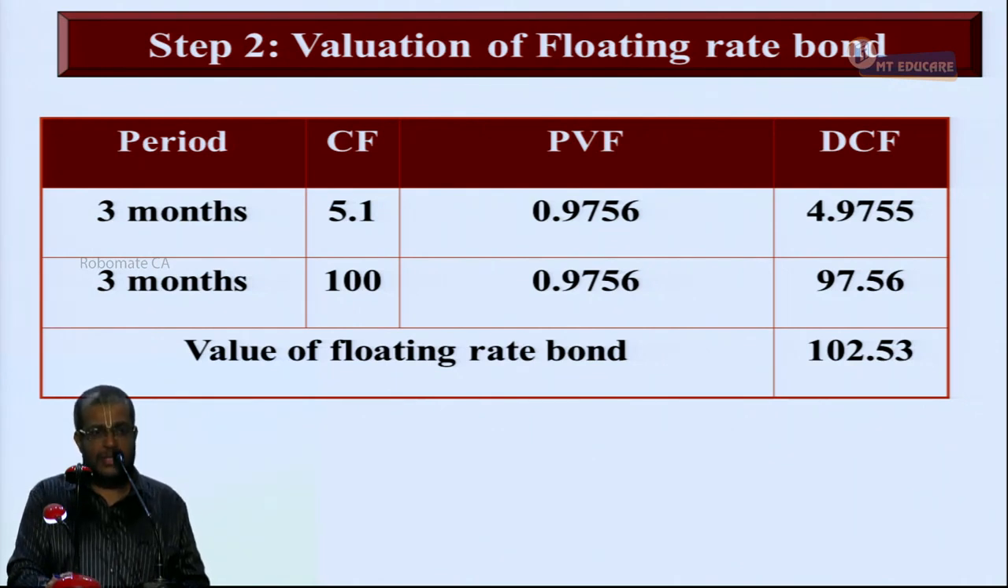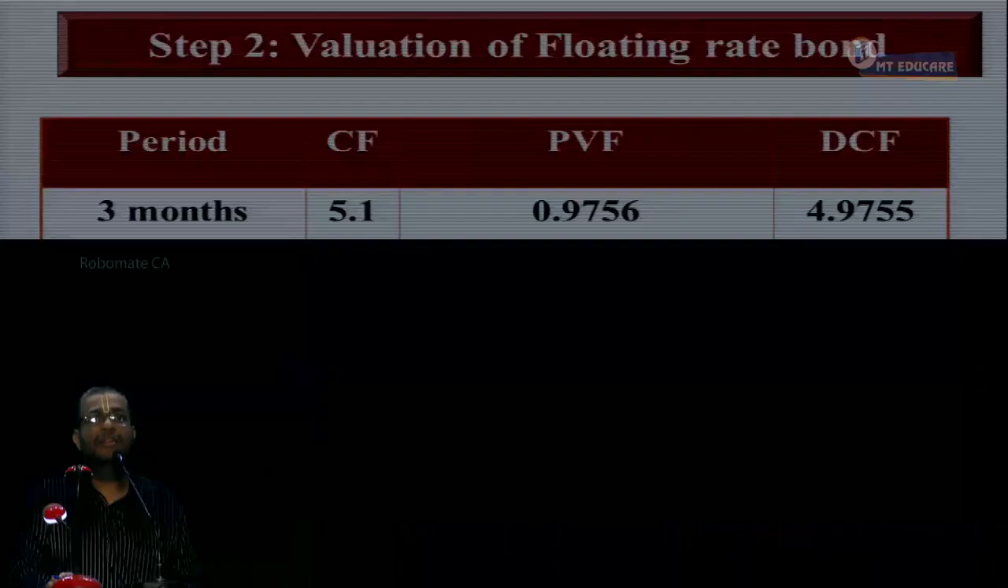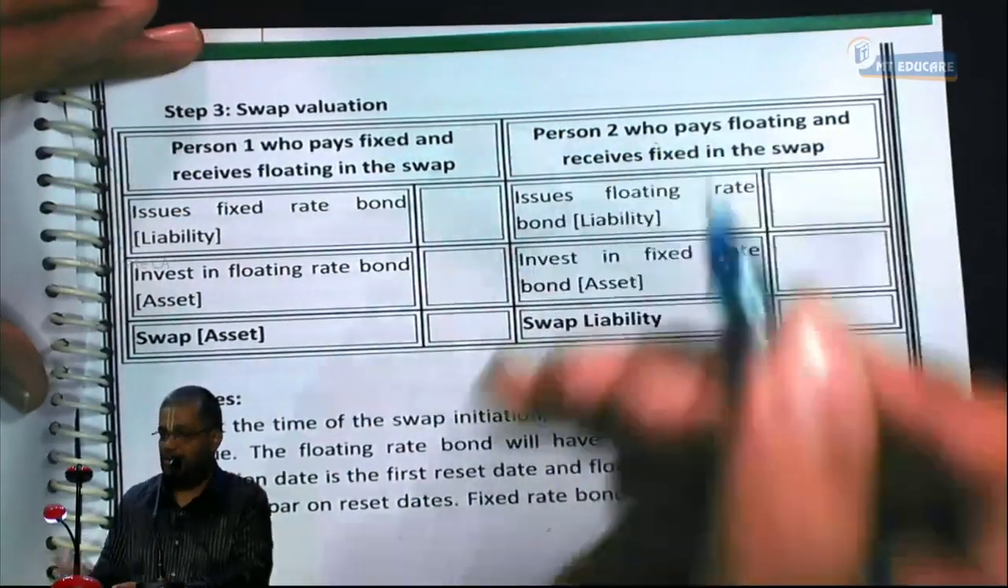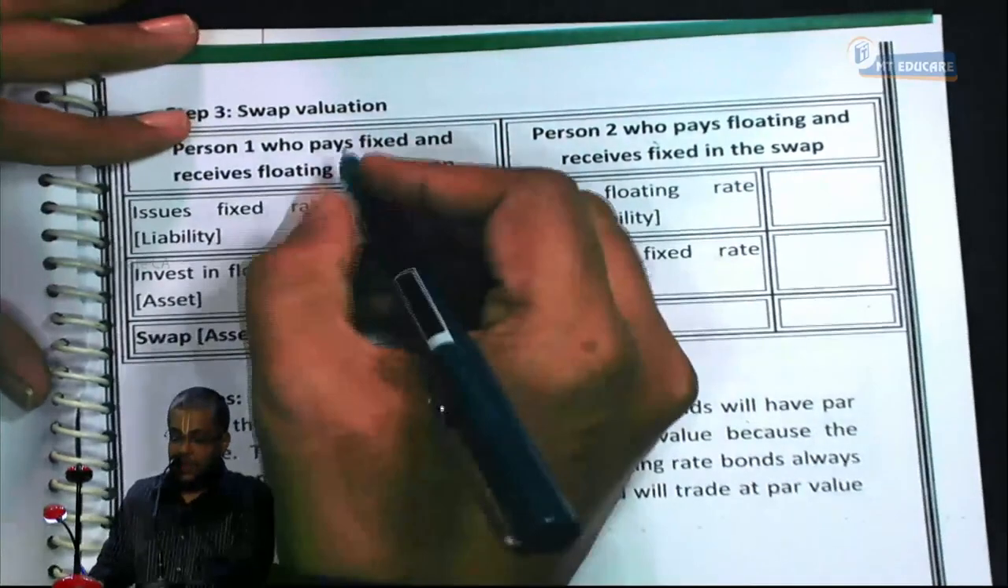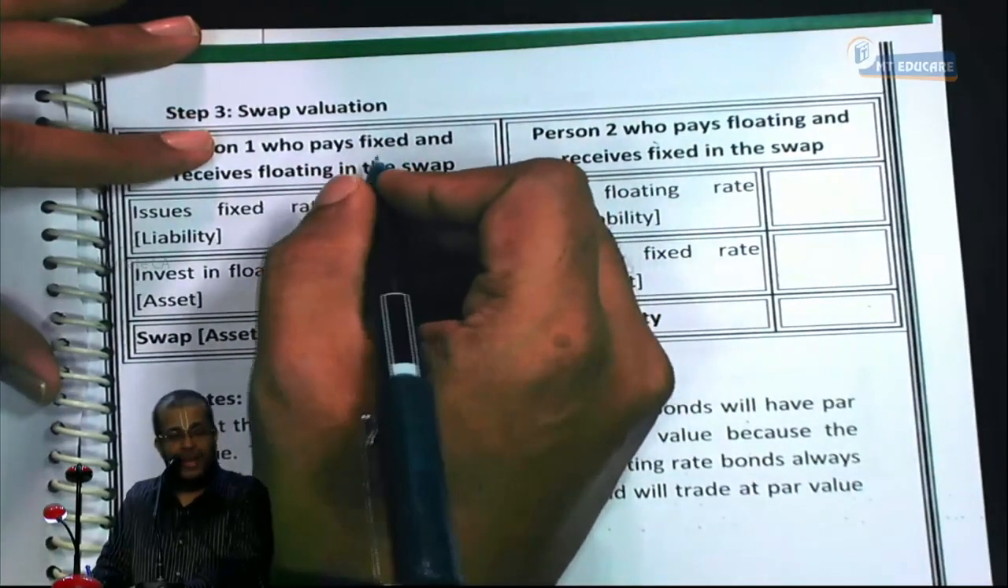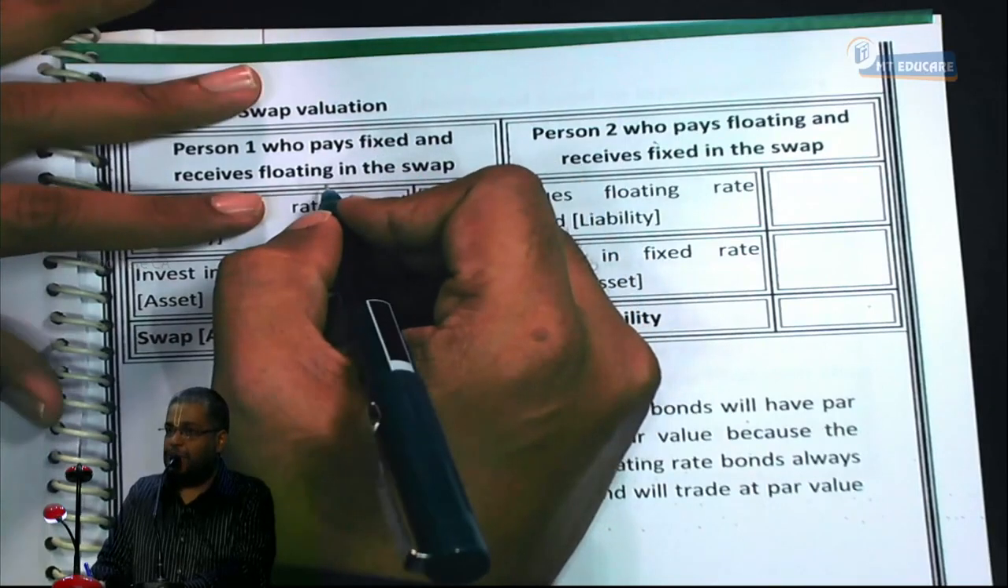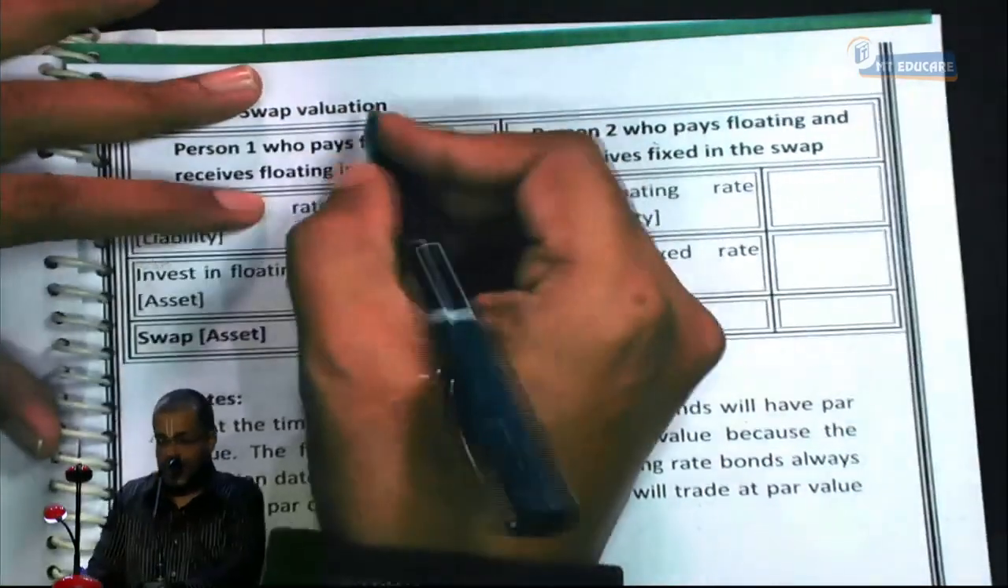Step 2 or step 3? Step 3. Step 3 is swap valuation. Can I change the slide? Okay. I'll write along with you. There are 2 persons here, person 1 and then person 2. Person 1 pays, all of you listening? Person 1 pays what? Fixed. And receives what? Floating. Either swap. Now tell me.